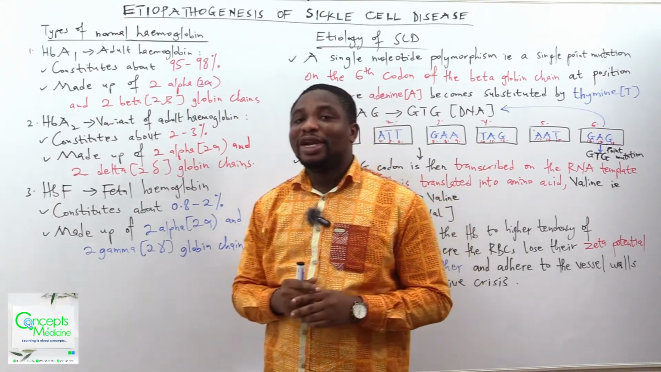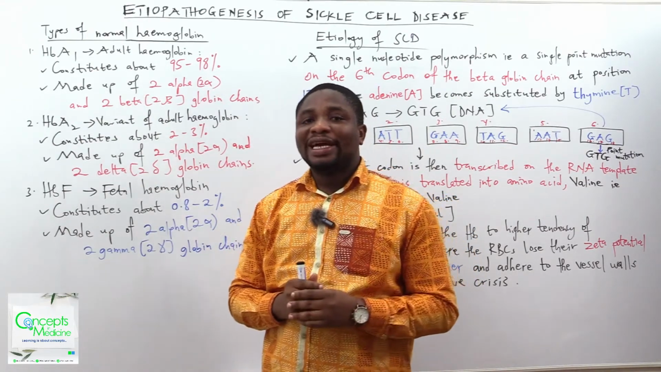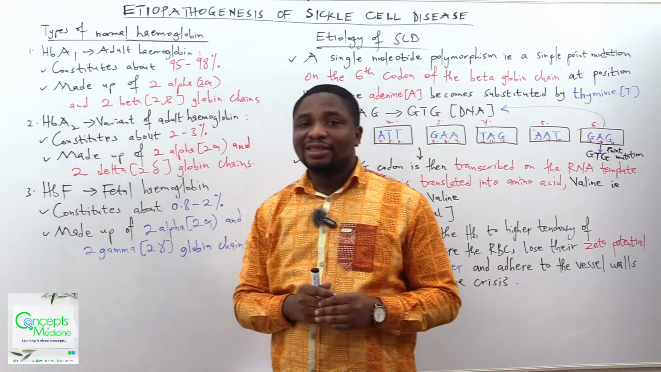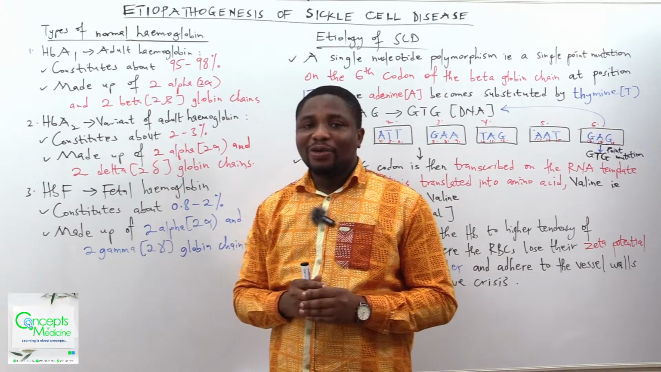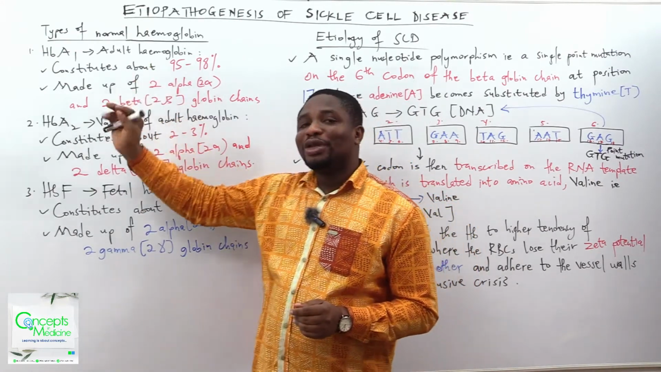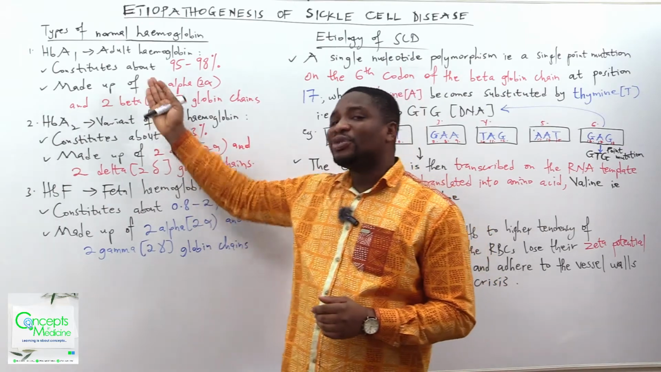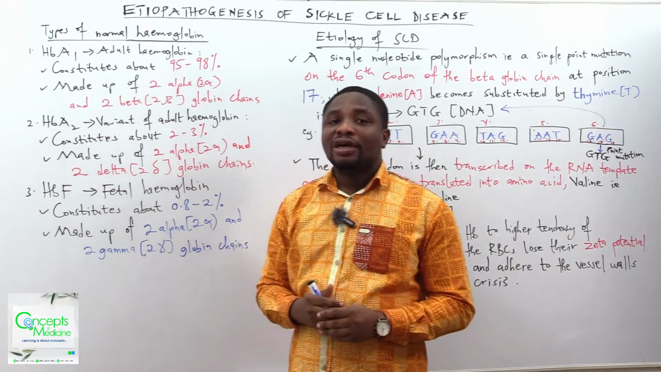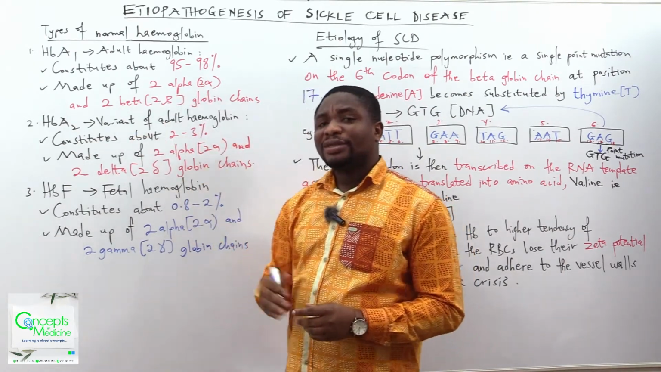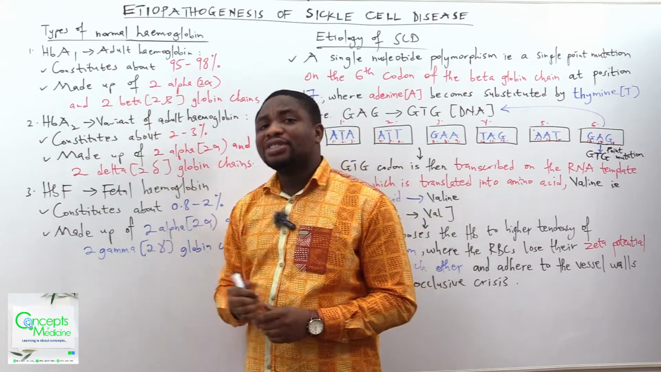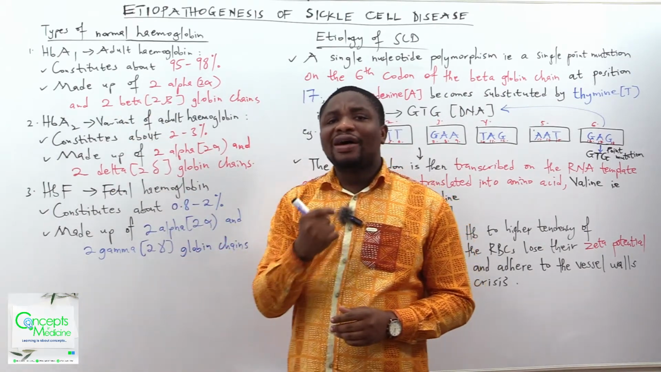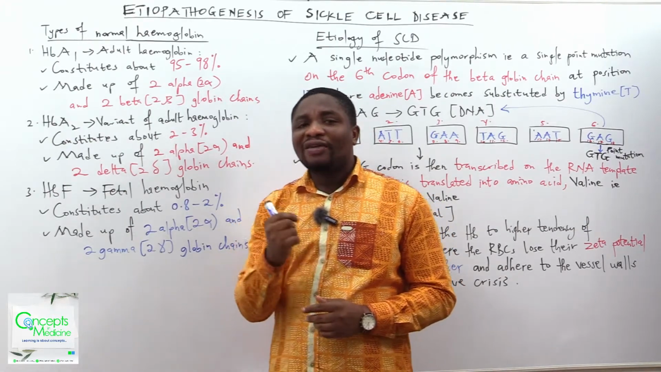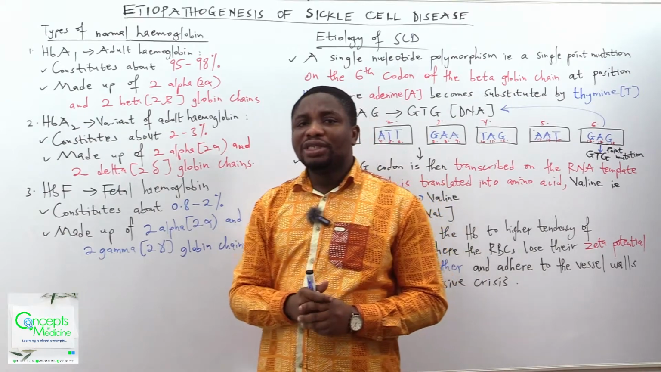That would ring a bell when we are talking about diabetes mellitus, one of the diagnostic criteria by the WHO, HbA1c. It rings a bell, right? All right, let's move ahead. The adult hemoglobin constitutes about 95 to 98% of the hemoglobin in adults. The adult hemoglobin, that is HbA1, is made up of 2 alpha and 2 beta globin chains.